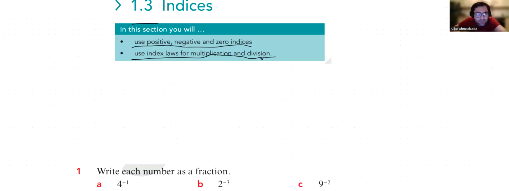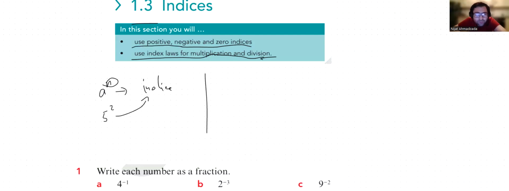An indice is anything when you see a to the power of n. This whole thing is called an indice. Specifically, this guy is an indice, but it's not important. So what are the rules for it? For example, 5 to the power of 2. This is an example of that indices stuff.